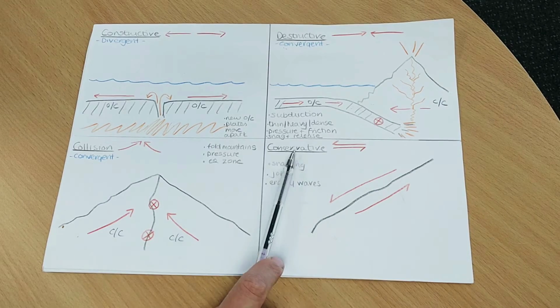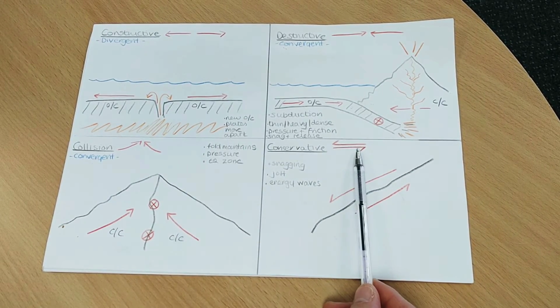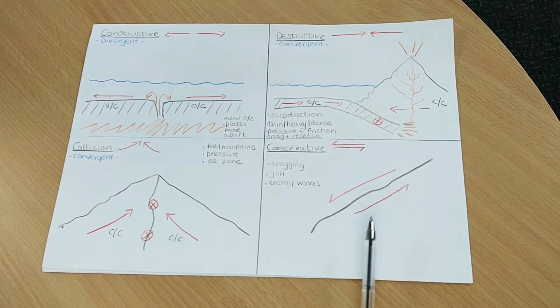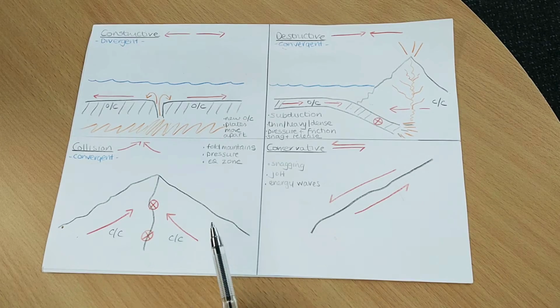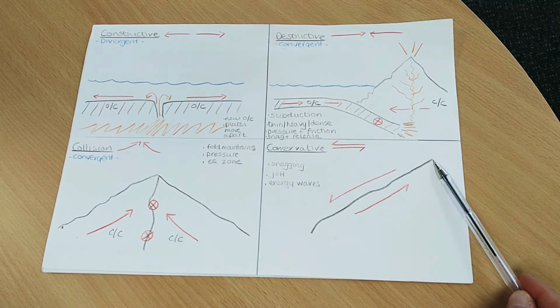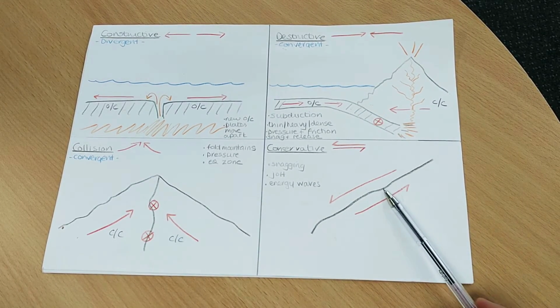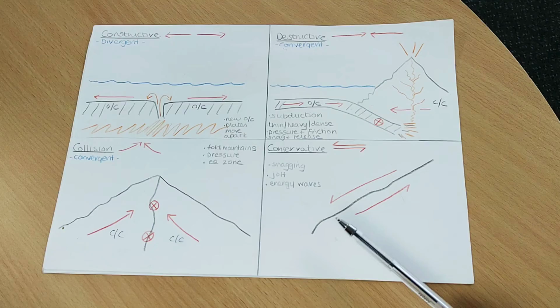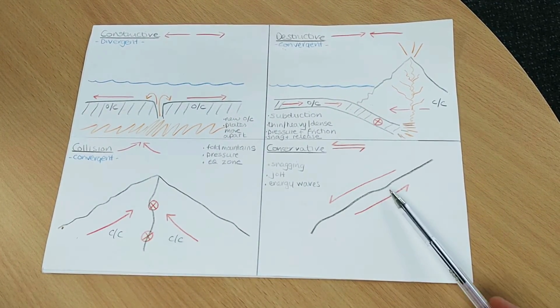And finally, we've got our conservative plate margin, which, as you can see, the two plates are moving in parallel to each other, so they're moving in opposite directions, or, as is the case in San Francisco, they could be moving in the same direction but at different speeds. So what we can see here is that the plate margin is uneven. This means that at some points there will be a snagging, or it will catch, or it will stop, it will get jarred, and the plates will continue to push against each other.